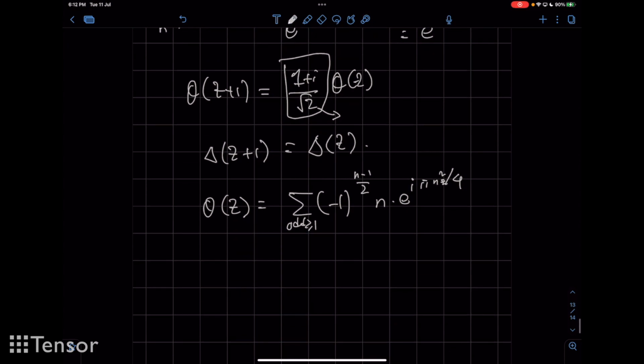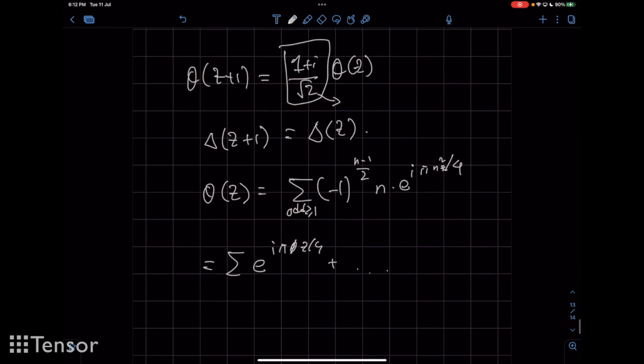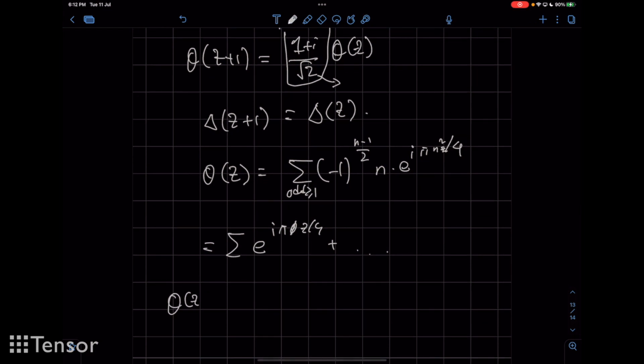Okay, let's write this sum. What's the first term? The first term is e to the i pi z by 4, right? I don't think the second term or the other terms matter, because if we take just theta of z to the power 8, we get another sum, and that sum starts from e to the i pi 2z.